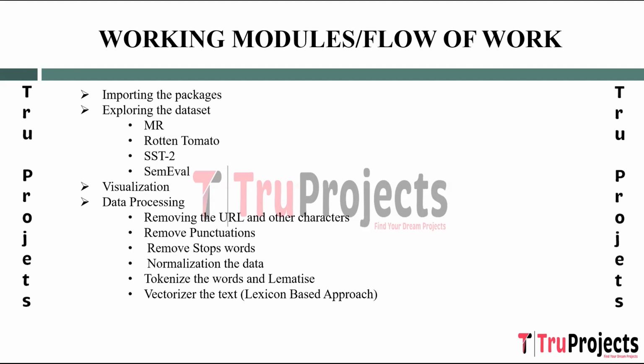Remove stop words. Common words like and, the, is are removed as they occur frequently and do not add much meaning to sentiment analysis. Normalization. Text data is normalized by converting it to lowercase to ensure consistency in representation. Tokenization and lemmatization. Text is tokenized, that is, split into individual words or tokens, and then lemmatized to reduce words to their base or dictionary form for better analysis.